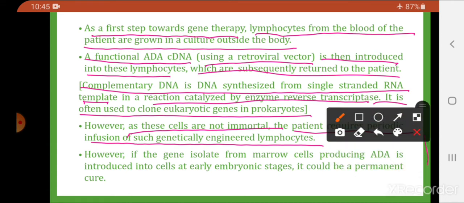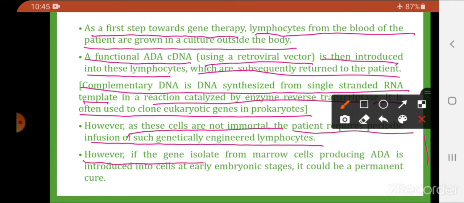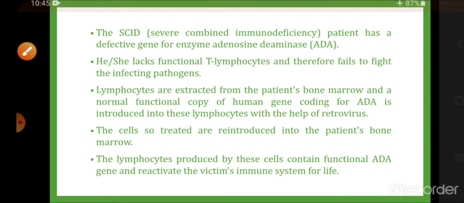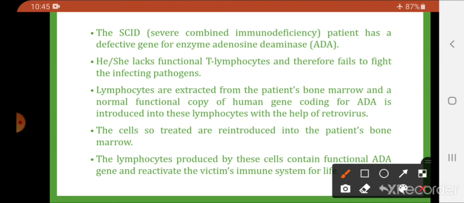But if the gene isolated from the marrow cells producing ADA is introduced into the cells at early embryonic cells, it would be a permanent cure. So जो gene ADA प्रोड्यूस करते हैं वो हम मैरो में से आइसोलेट करके एम्ब्रियोनिक स्टेजेस में ही वो अगर सेल्स इंट्रोड्यूस कर दे then it would be a permanent cure to the disease. See how it is done.